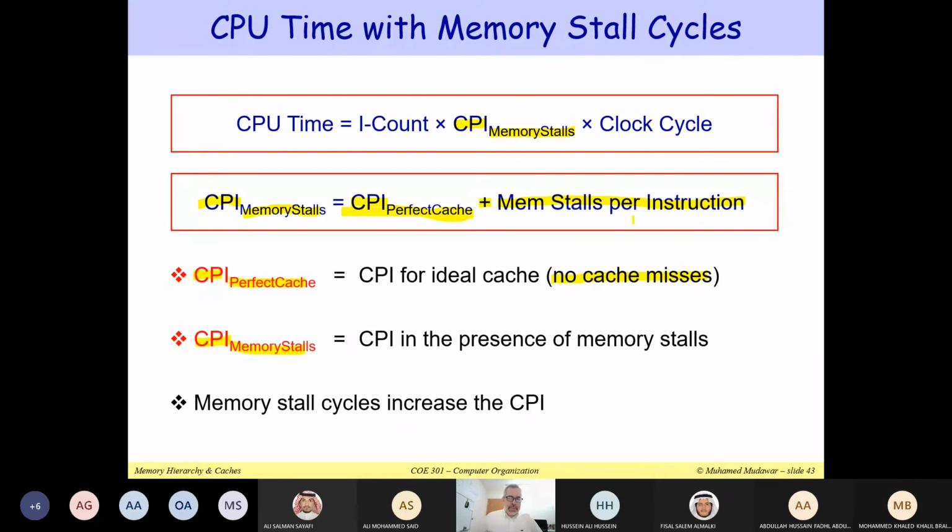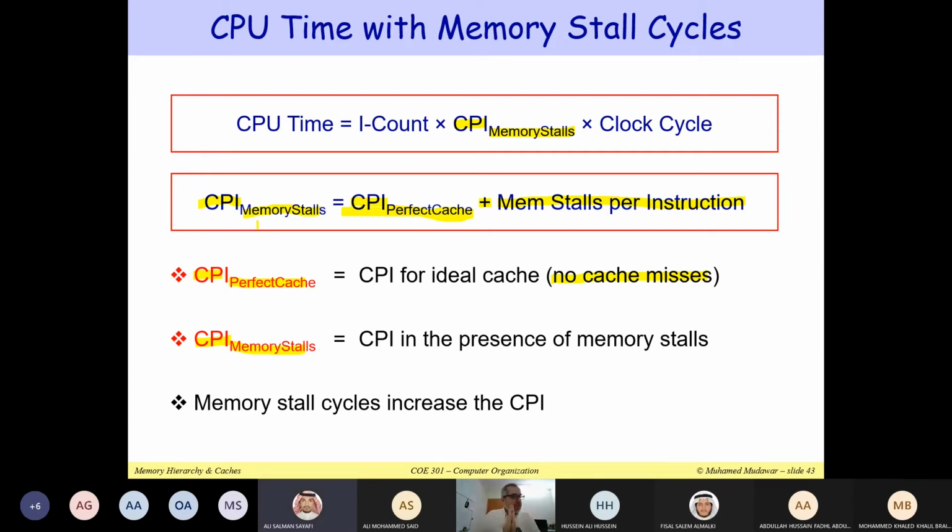But because the memory stall cycles per instruction is not zero, because we have cache misses, this is going to increase the CPI. That's what this equation means. So the CPI is going to increase because we have cache misses and because we have memory stall cycles. We can calculate the memory stall cycles per instruction because the CPI is per instruction. This is why we calculate the memory stall cycles per instruction. We add it to the CPI of a perfect cache. This will give me the true CPI in the presence of memory stall cycles.